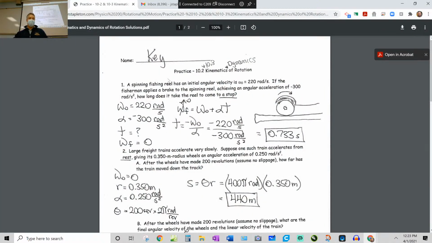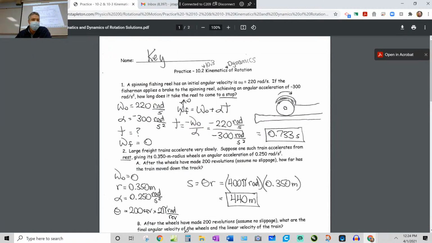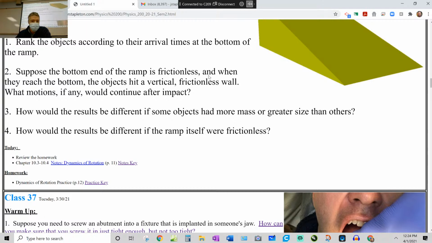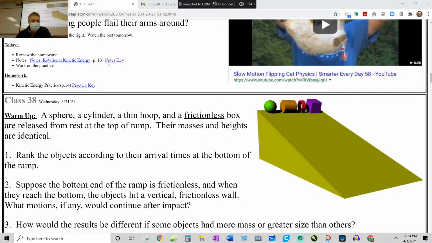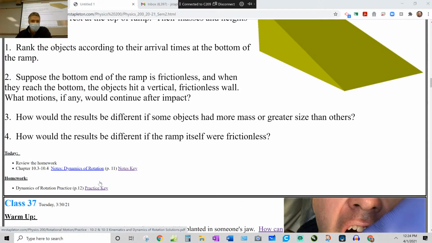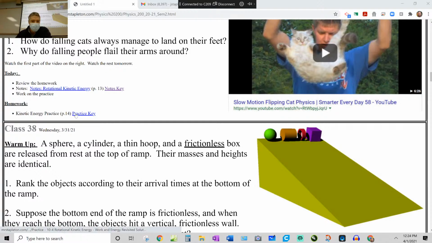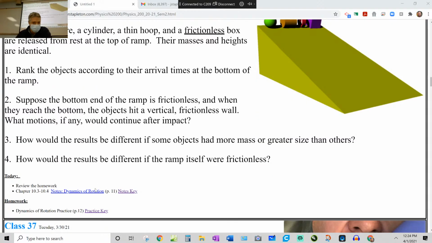So, any questions? Oh, this wasn't it, was it? No, that was the other thing. It was kinematics. Wait. I'm having deja vu here. I feel like... It was page 12? Yeah. Oh, okay, so it was that. Did anybody have any questions about that?